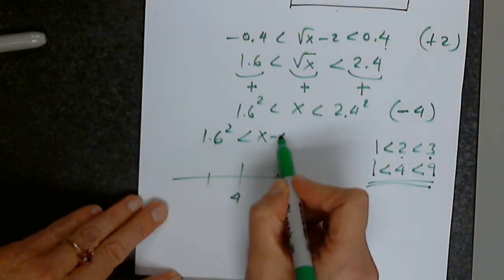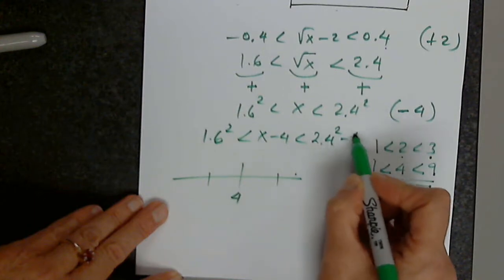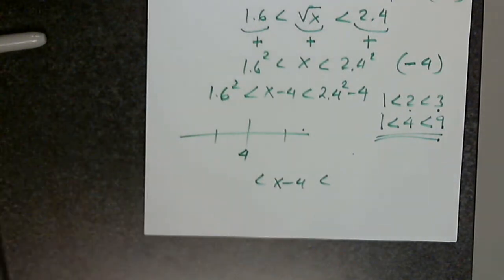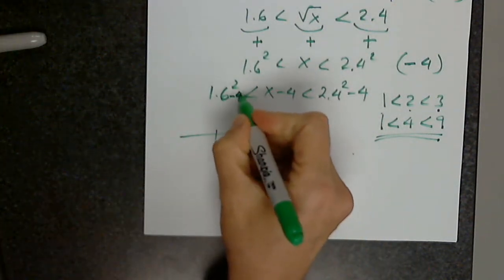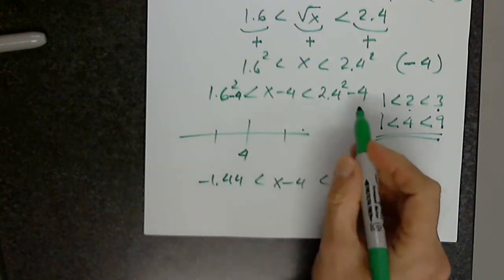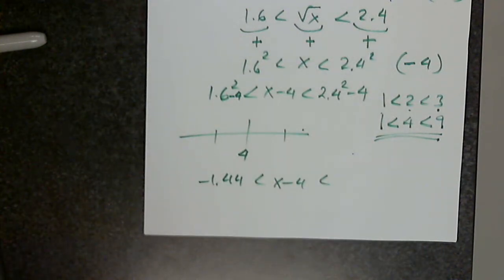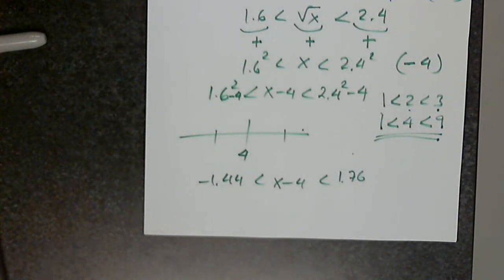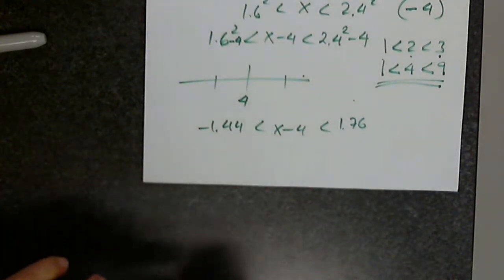1.6 squared less than x minus 4 less than 2.4 squared minus 4. So let's calculate all these. What do we get? 1.6 squared is what? 2.56, and minus 4, minus 4 from all three sides. And minus 4, negative 1.44, and this one, 2.4 squared minus 4 is 1.76. Good.